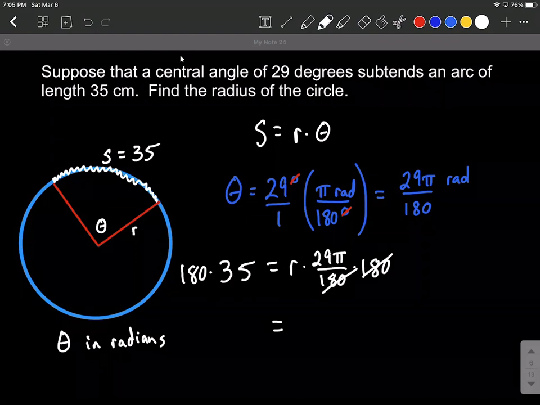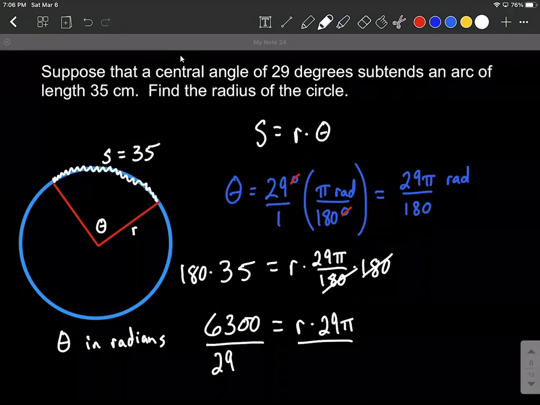If we want to, we can go ahead and say 180 times 35 gives us 6,300. On the right-hand side, we still have r times 29 pi. So to get r all by itself, we need to get rid of that 29 and the pi. We can do this all at once because it's all connected with multiplication. So let's just divide both sides by 29 pi. What that'll do on the right-hand side is cancel out these 29 pi's, therefore giving us an exact answer for our radius, r.